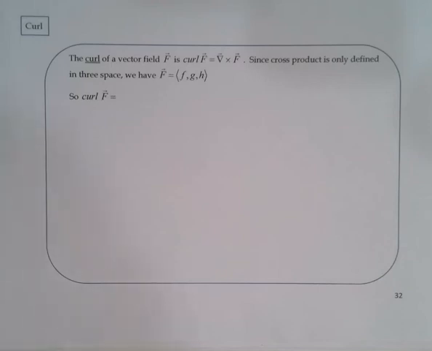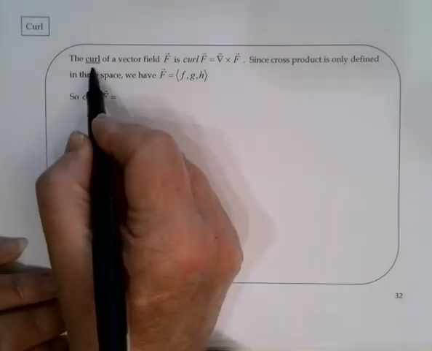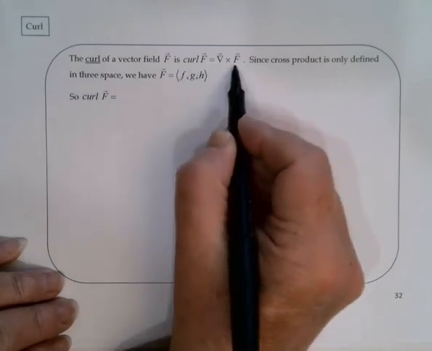This is section 14.5, part B, and we just finished talking about the divergence of a vector field. We'll now talk about the curl of a vector field. Since the divergence was the del operator dot product with F, you probably aren't going to be too surprised to discover that the curl is the del operator cross product with F.